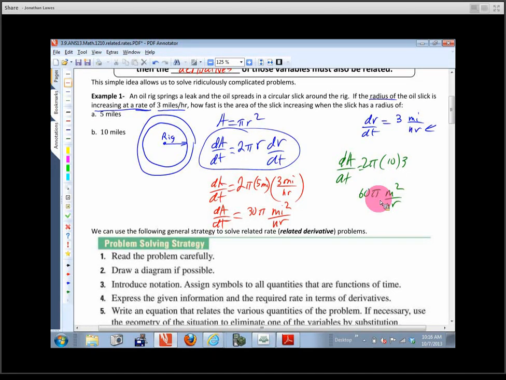Okay. If the radius is getting bigger at a steady pace, why do we change from just under 100 square miles per hour to just under 200 square miles per hour? Why does that happen? If the radius is getting bigger at a steady rate, why does the area not get bigger at a steady rate? Why isn't it just, oh, it's adding 100 square miles every hour? Why does that change? Why does it go from 30 pi to 60 pi?